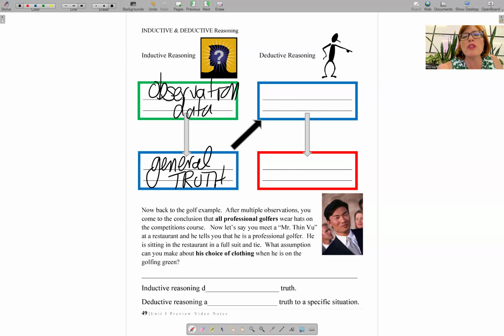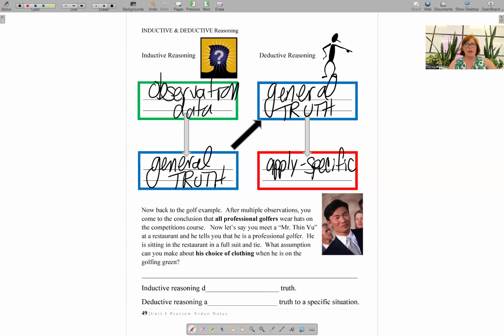Deductive reasoning is you take the general truth and you apply it to a specific situation. So if you take your aha general truth and you apply it to something or someone specific, like you're pointing to someone specific, that's deductive.